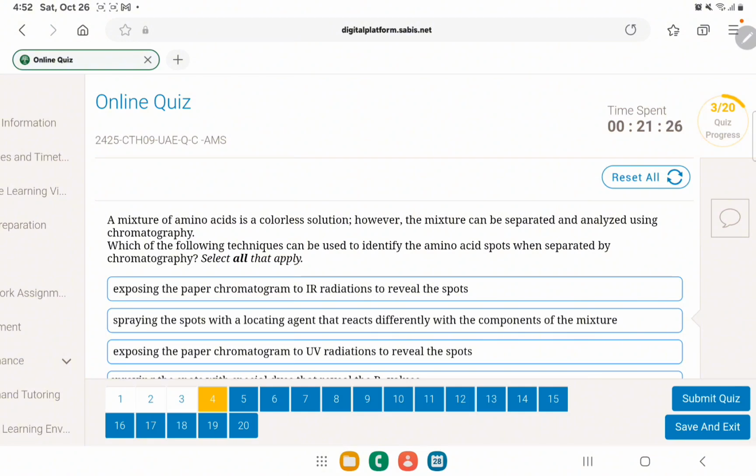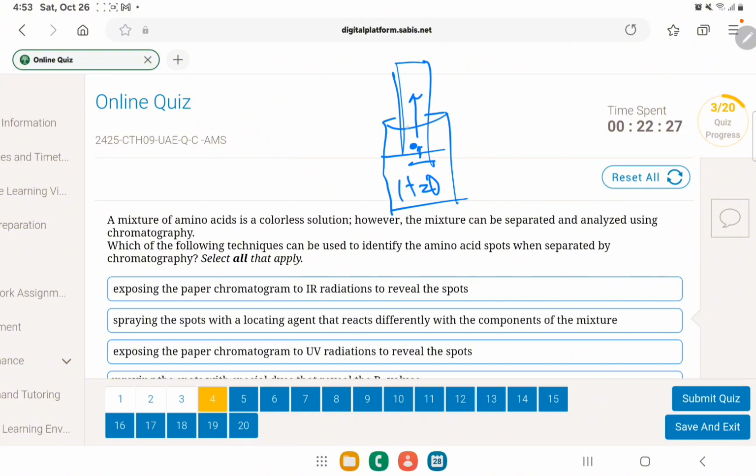Okay, a mixture of amino acids is a colorless solution. However, the mixture can be separated and analyzed using chromatography. I'm just gonna do a really simple, quick explanation of what chromatography is. Okay, look. We're learning about paper chromatography. So it's like whenever we have a small sheet of paper, and then we add a cup, and then we use a solvent, like H2O or something, like water, and then we're gonna add like ink here, and then when the water reaches the ink and then goes up even more, it's gonna separate it into its components.